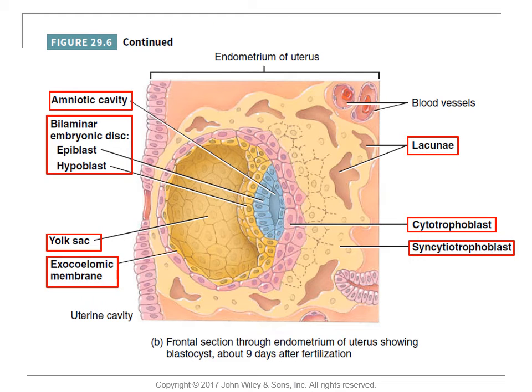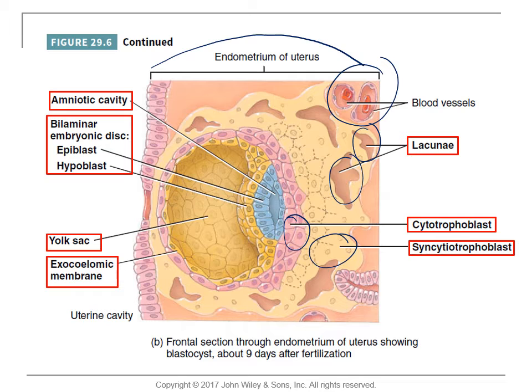If we look closer, this figure is showing us the frontal section through the endometrium of the uterus showing the blastocyst about 9 days after fertilization. Here we have the endometrium of the uterus. Here we have the blood vessels. And then we have here the lacuna, right? And then here we have the trophoblast, which is made up of the cytotrophoblast and the syncytiotrophoblast, this region here.